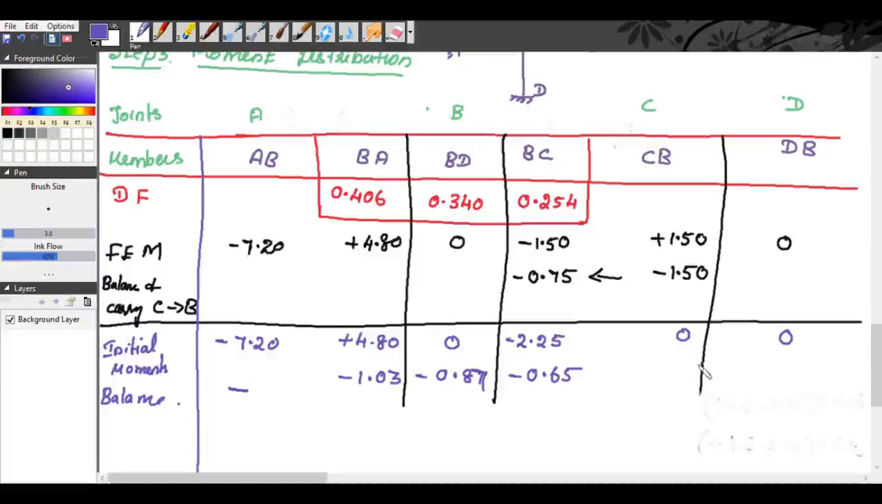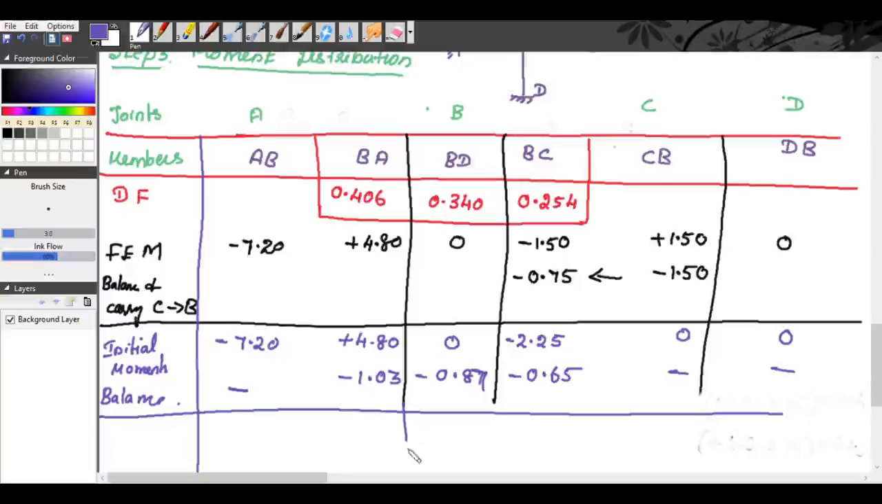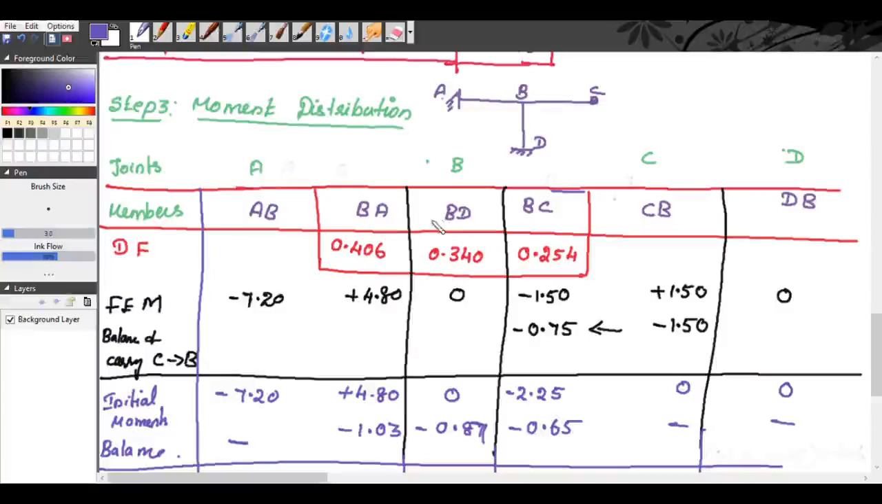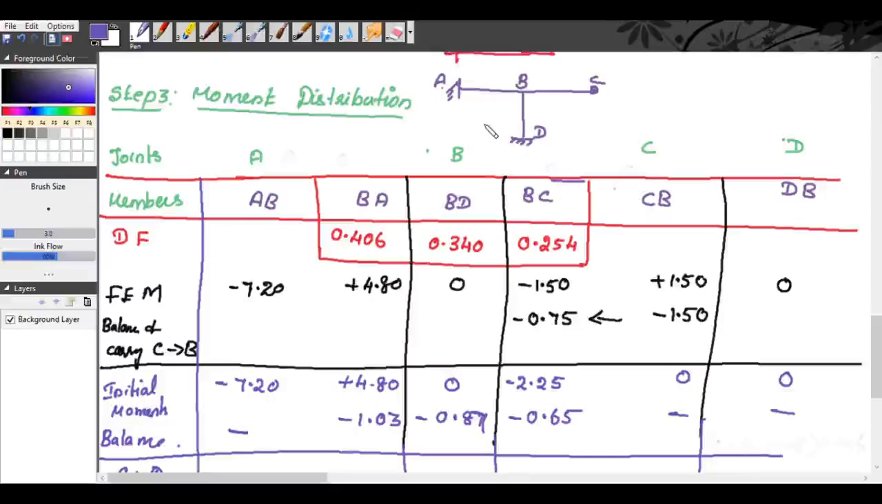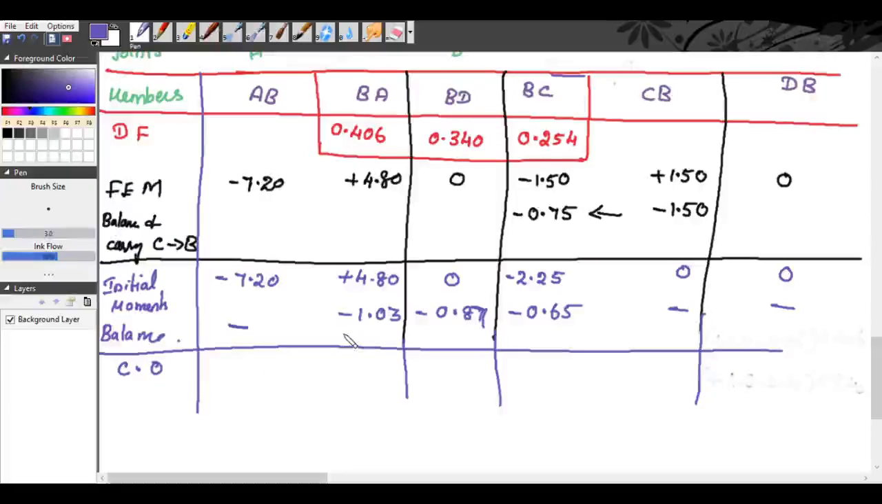Okay. Now, next step is carryover. Since this is fixed, the carryover is between A and B, between B and C, and between B and D. When you are carrying from A to B, A is fixed support, so there is no carrying from A. But from B, half is carried to A.